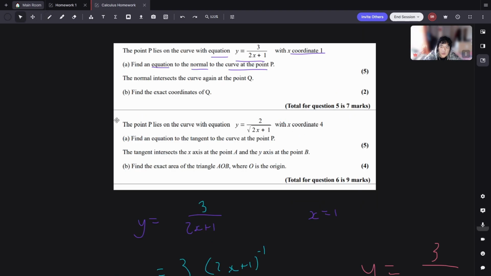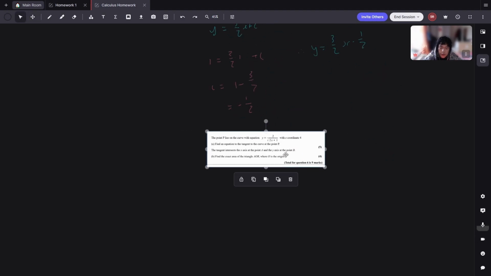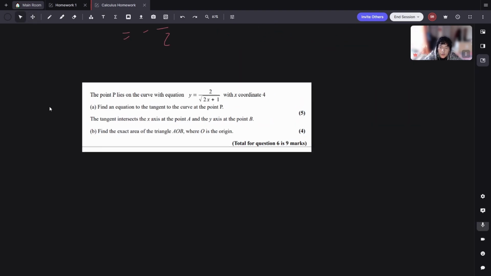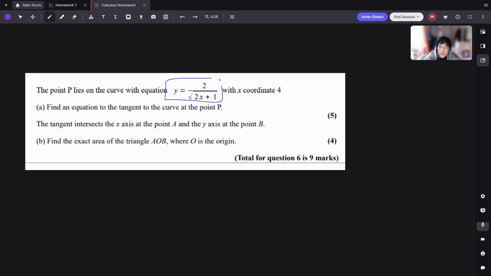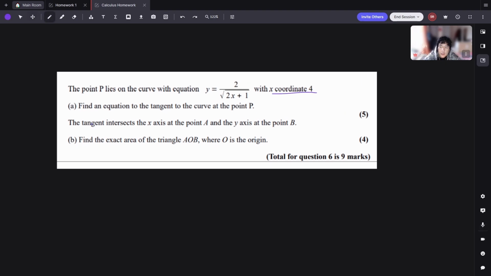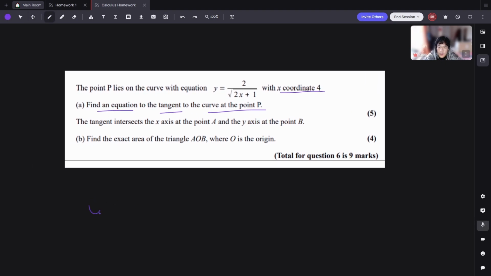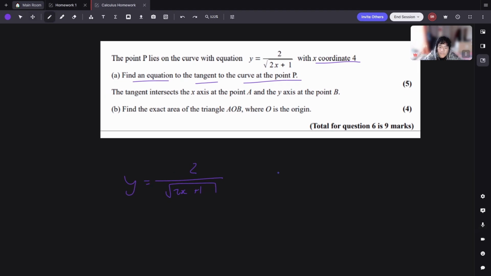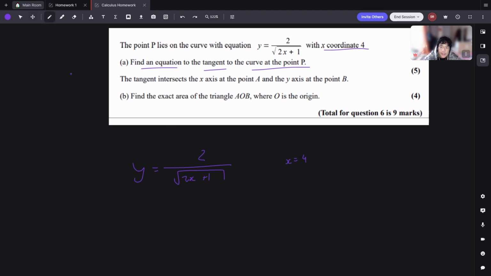So the point P lies on the curve. I'm going to cut this and paste it down here. So the point P lies on that curve y equals 2 over root 2x plus 1 with x coordinate 4. Find an equation of the tangent to the curve at point P. So y equals 2 over root 2x plus 1, x coordinate equals 4. Let's find an equation of the tangent to the curve at point P.